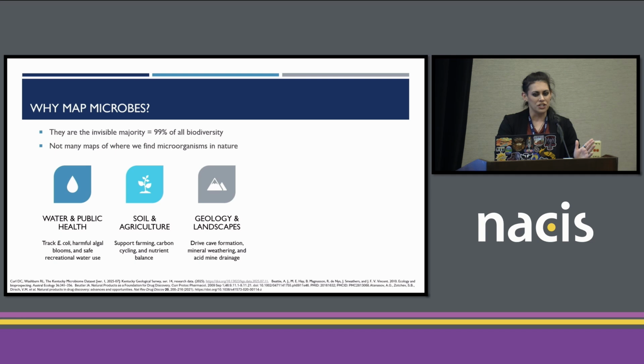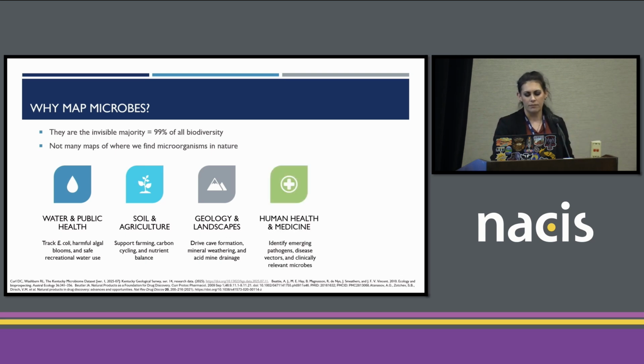As far as geology goes, microbes actually play a big role in cave formation and in weathering. So we are seeing microbes as they're influencing how landscapes form. Human health and medicine, this is really where microbiology shines. Usually if you think microbiology, you think diseases and illnesses. And by having a geospatial map of the microorganisms in the environment, it can help us identify any potential emerging pathogens so we can be prepared for future infections and also mitigate those things.